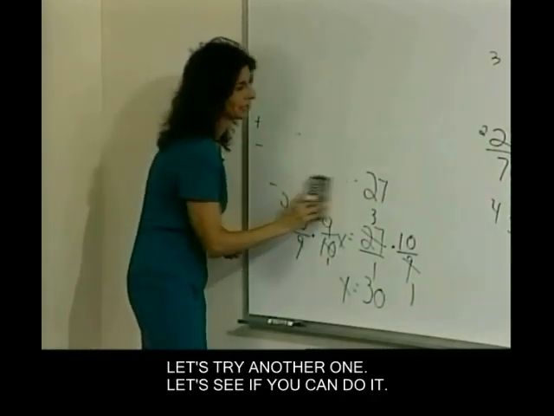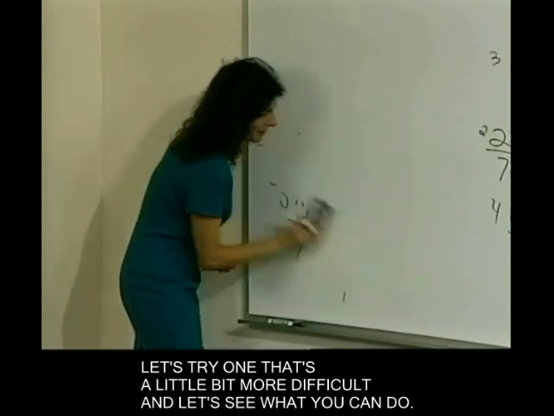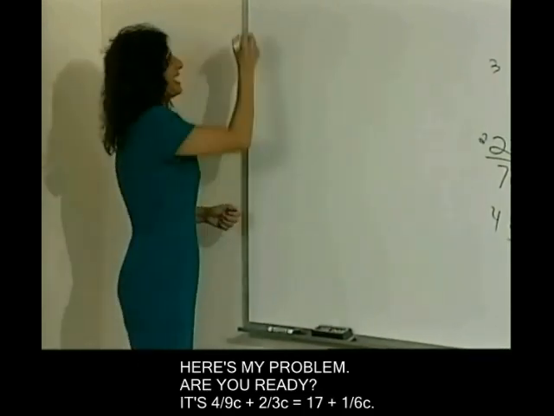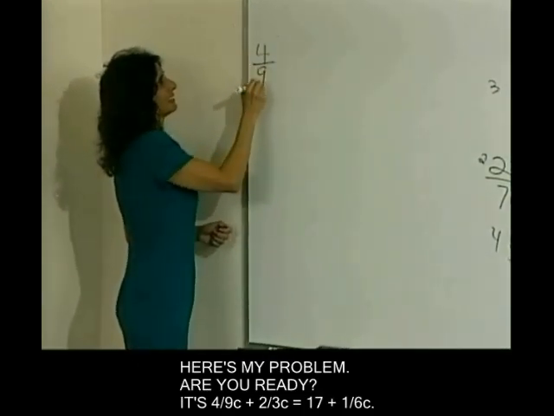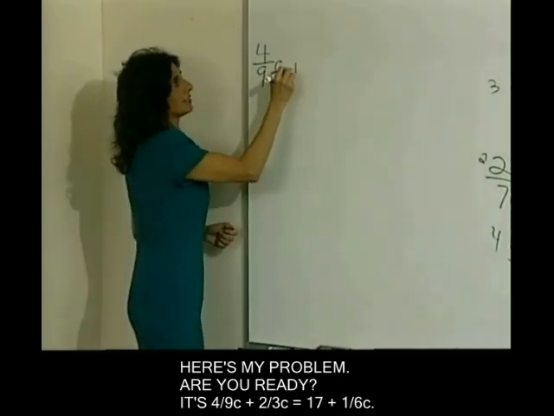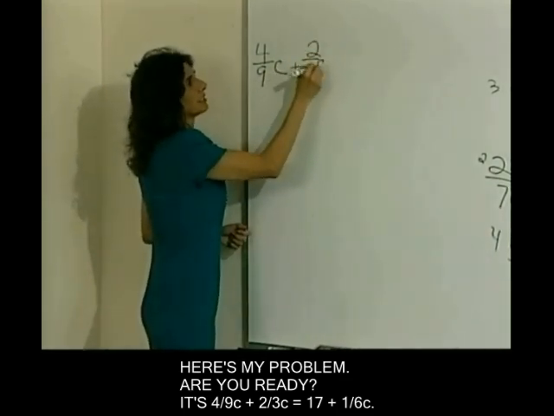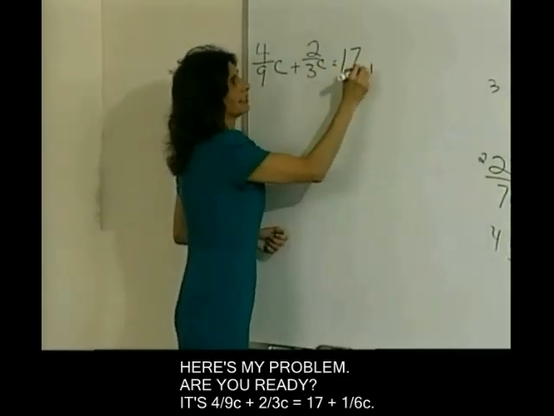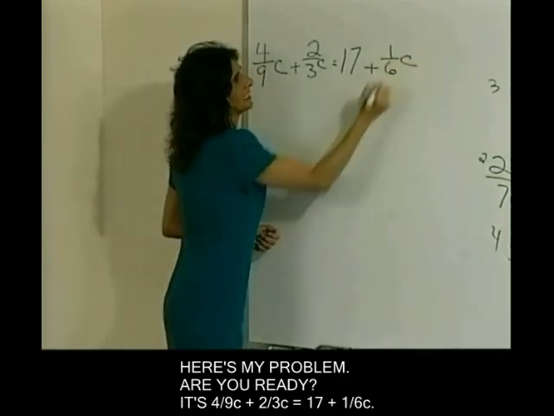Let's try another one. Let's see if you can do it. Let's try one that's a little bit more difficult, and let's see what you can do. Here's my problem. Are you ready? It's 4/9 c plus 2/3 c equals 17 plus 1/6 c.